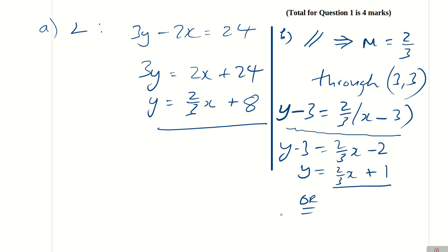However, we can get another form. We can multiply through by 3, so we get 3y minus 9 equals 2x minus 6, or in other words 2x minus 3y minus 6 plus 9, which is plus 3, equals 0. Yeah, and it's just another way of writing the equation.